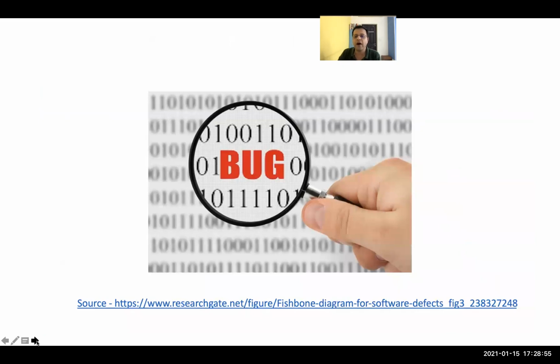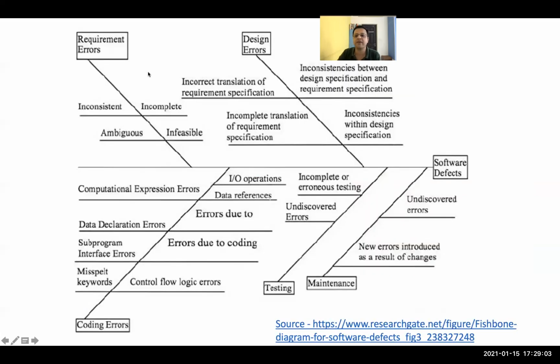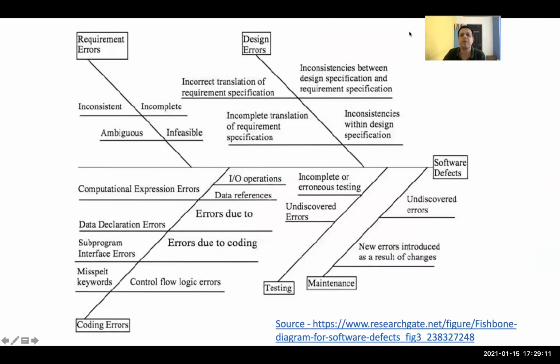I'm going to share an article published by ResearchGate, a fishbone diagram for software defects. This is how it looks. A company was saying a lot of software defects are coming up. Now they've broken it down into largely these areas. Is it because of human errors, or is it because of requirement errors, design errors, maintenance, or is it because of testing or coding errors?